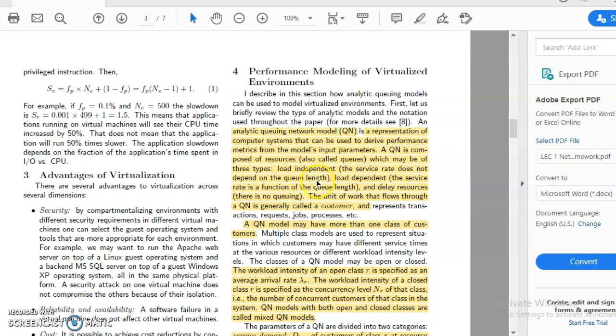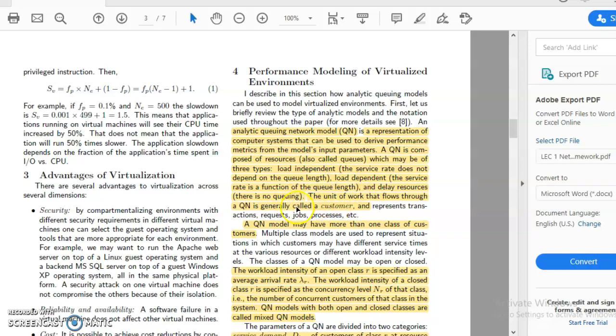Load independent, where the service rate does not depend on the queue length. It makes no difference how many people there are in terms of how much time it takes to process one person. That is independent of the number of people standing in the queue. This is load independent. The second is load dependent: you will get service according to how many people there are. That is load dependent. And delay resources, where there is no queuing.